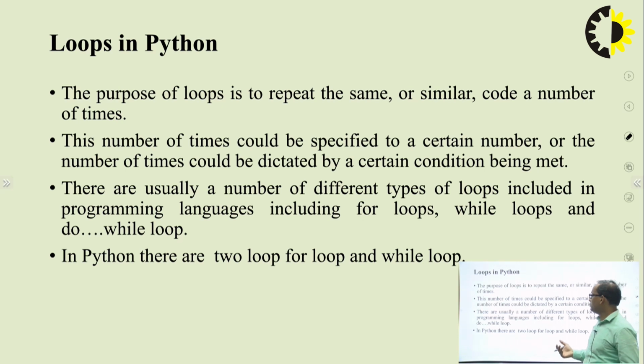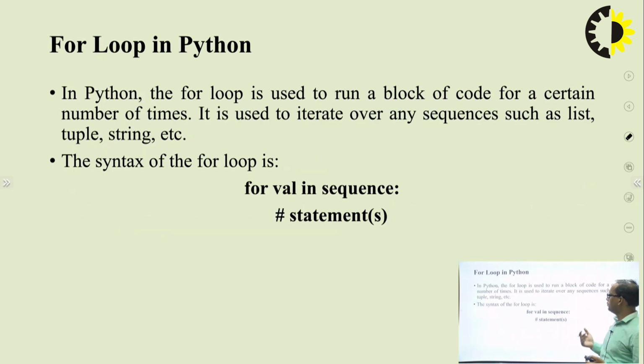There are usually a number of different types of loop in different programming languages. In Python programming, basically two types of loop are there: for loop and while loop. So let's start with the for loop. In Python, the for loop can be used in two ways. At first, there are different data types in Python, like sequence data types: tuple, list, set, and dictionary. To traverse a sequential data type or a string, we use the for loop.